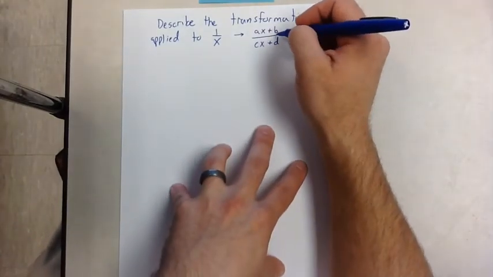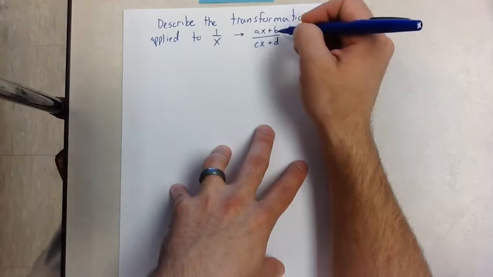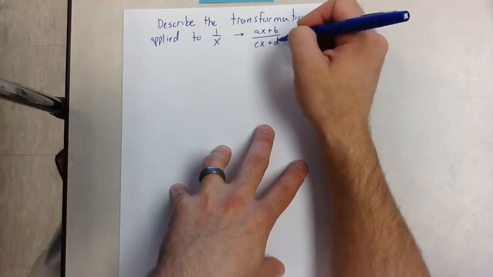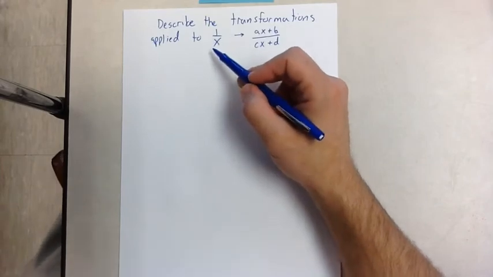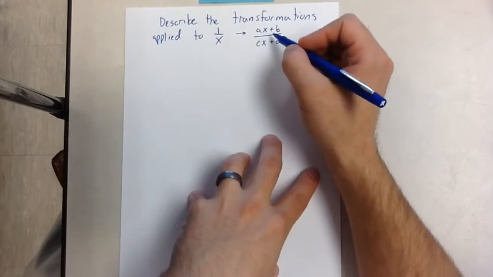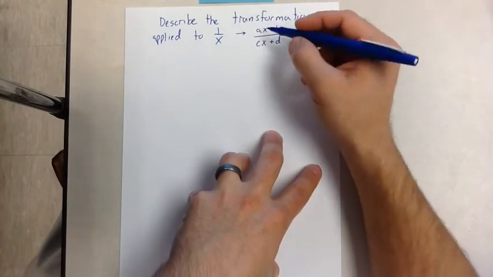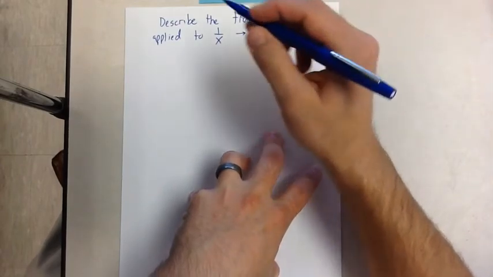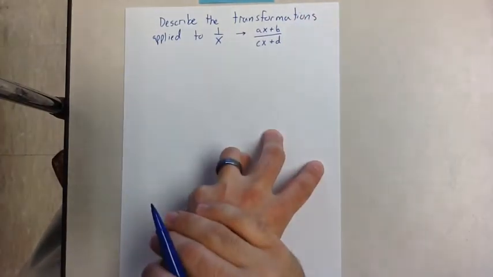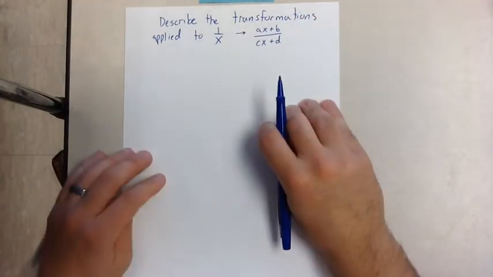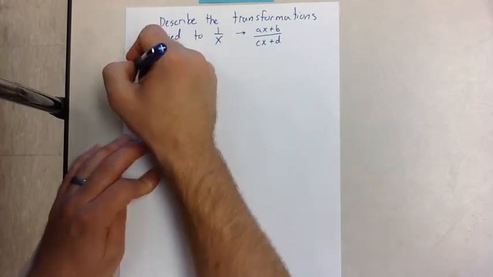So notice, we have both linear polynomials. We can never take 1 over x, perform a transformation, and get from it a quadratic, cubic, or a higher degree. We can only apply a transformation and get linear polynomials in the numerator and denominators. Okay? So let's actually look at an example.